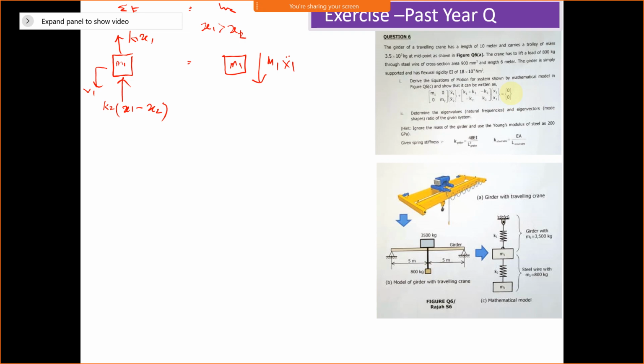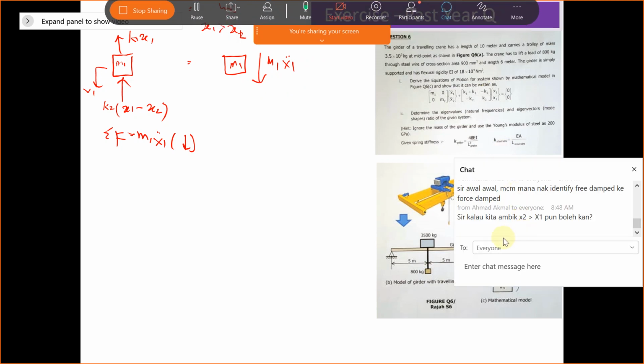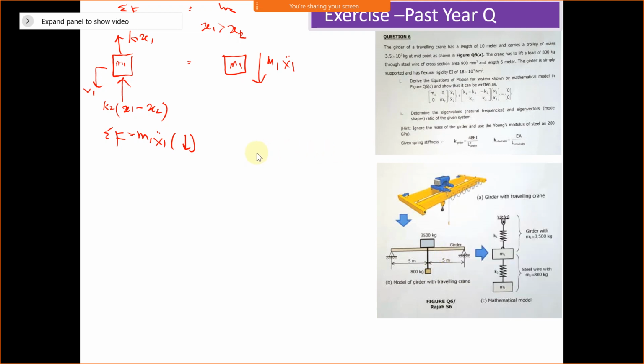So and then kita dah ada our equation. Then based on summation of force equals to MA. Alright. Summation of force equals to M1 X double dot 1. We assume that positive is downward lah. Okay, positive is downward. Kalau kita ambil X2 boleh, tak ada masalah. Kalau nak ambil X2 lebih besar dari X1 pun boleh, tak ada masalah. Kalau kita assume X1 maksudnya displacement of X1 tu lebih besar daripada displacement of X2. Dia ada two possibilities kat sini.